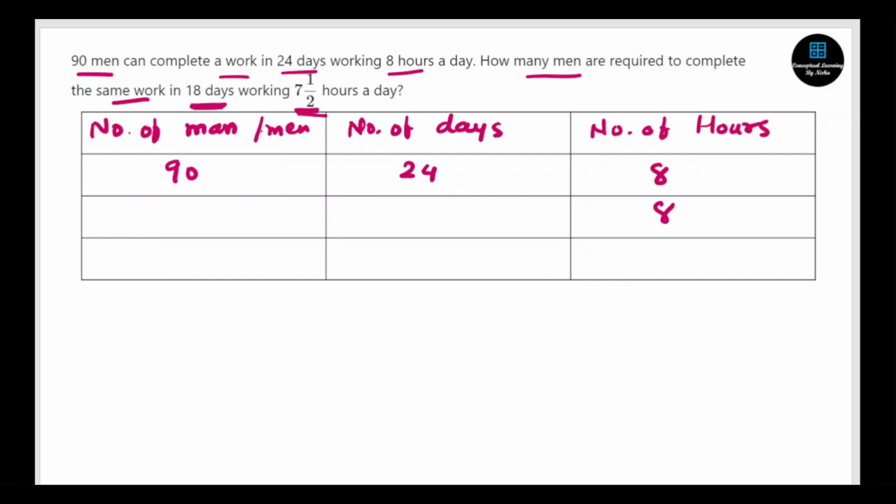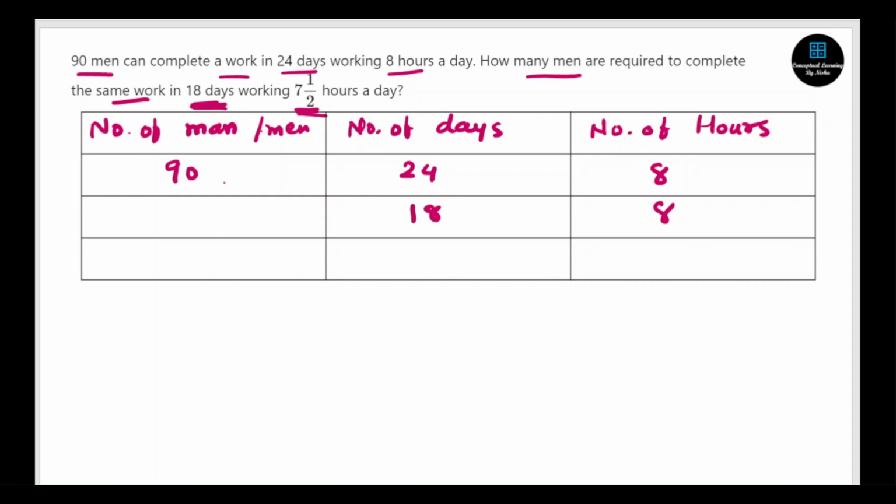Now as we want to find for 18 days, first of all I'll identify the relationship. So 90 men, 24 days. If the number of men increases, the number of days decreases for the same amount of work for the same number of hours, and vice versa. So it is an inverse relationship. So this is your x1, y1, and you have to find x2. How many men are required for just 18 days?